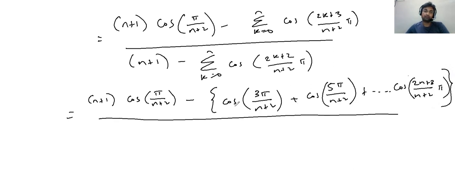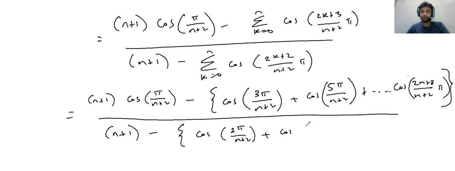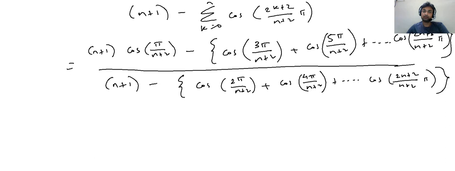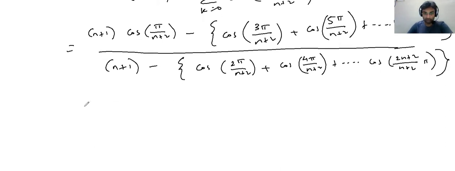Okay, divided by, I have already n plus 1 over here, writing it as it is. Now opening this thing up, k is equal to 0, so it is going to become cosine of 2 pi divided by n plus 2 plus cosine of 4 pi divided by n plus 2 plus dot dot dot cosine of 2n plus 2 divided by n plus 2 pi over here. Okay, so this is how it's gonna become. Okay, proceeding ahead, now we have something.